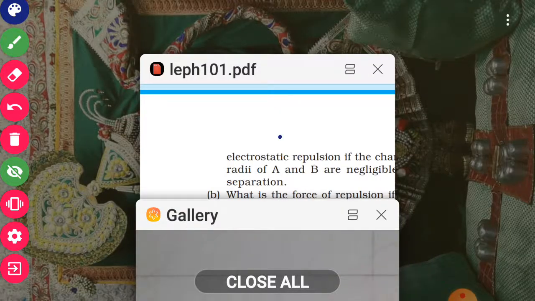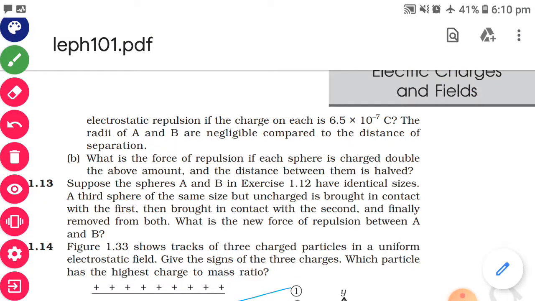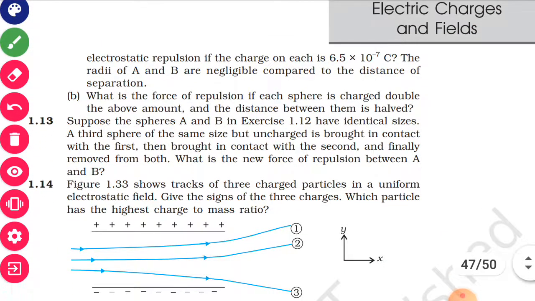Now again we are moving further. Question number 13. Suppose the spheres A and B in the above question which we have discussed earlier have identical sizes.